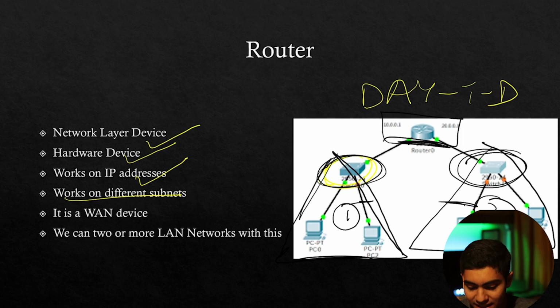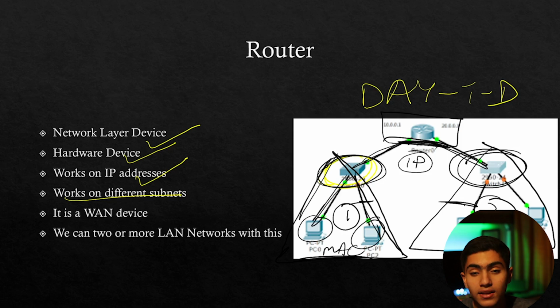Here it is working on MAC addresses, but once it reaches here, the request will be in IP addresses. The router will learn these switches as IP addresses, and the switches will learn these PCs as MAC addresses.